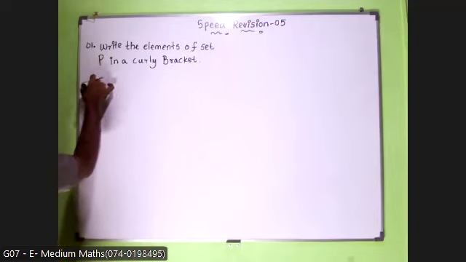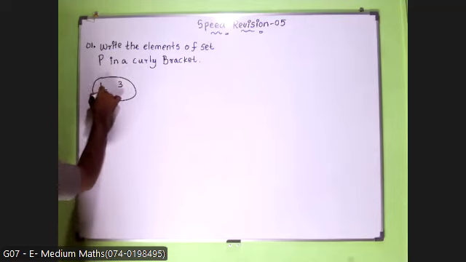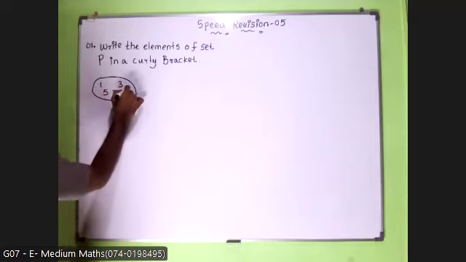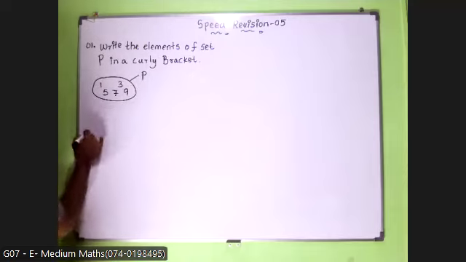So this is the Venn diagram. 1, 3, 5, 7, 9. Right, this is P. Write the elements of set P in the curly bracket. This is the set P, right?